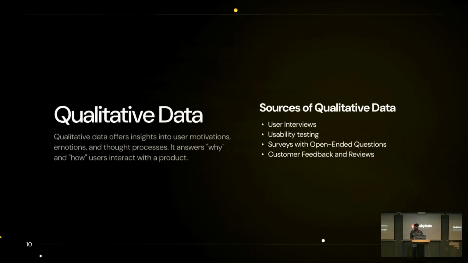Qualitative data. Okay, so qualitative data is all about the quality of data. How does that work? This qualitative data usually answers questions like why and how people actually interact with the product. These give you more insights into user motivations. There are multiple ways you can collect qualitative data. Let's run through a few of them.